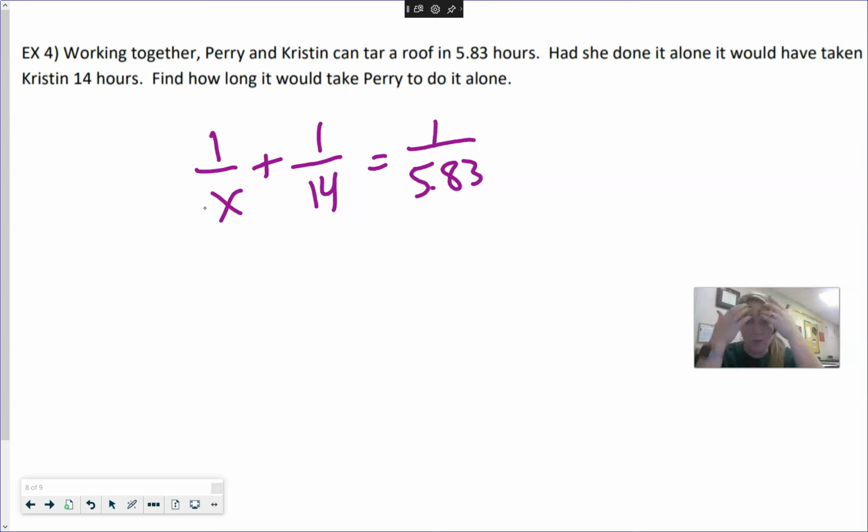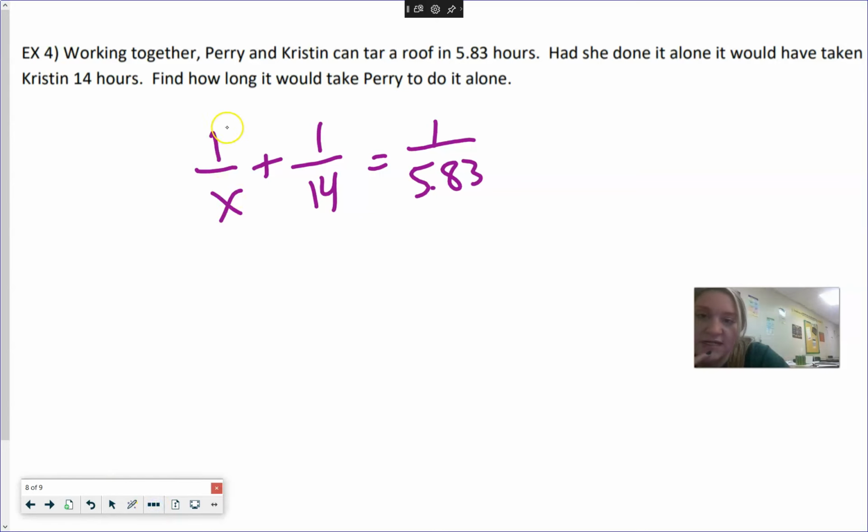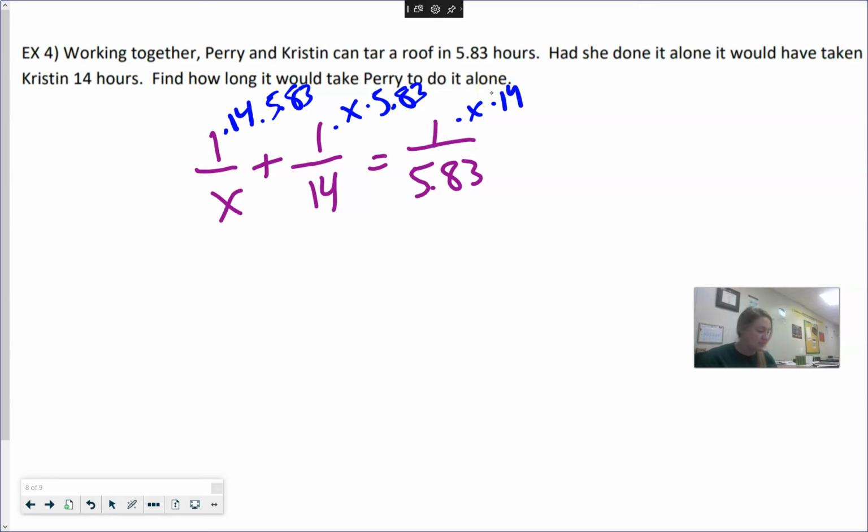Okay, it doesn't matter where I put the 1 over x or the 1 over 14. I could have put the 1 over 14 plus 1 over x. That order does not matter. All right, let's bring in my missing pieces. This first one has the x. It needs the 14 and the 5.83. This needs the x and the 5.83. This needs the x and the 14. So let's start simplifying. 14 times 5.83.